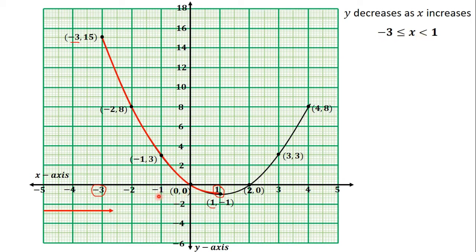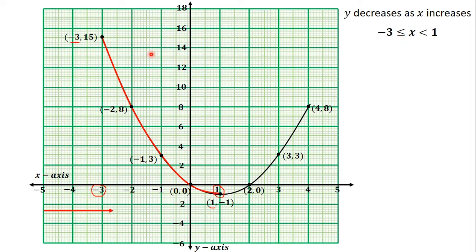So on this graph sheet, the values of x that are greater than or equal to -3 but less than 1 will give us the values of x for which y decreases as x increases. Now you can see that here I've included -3 in the values of x. So x is greater than or equal to -3. That means that -3 is included in the values of x.